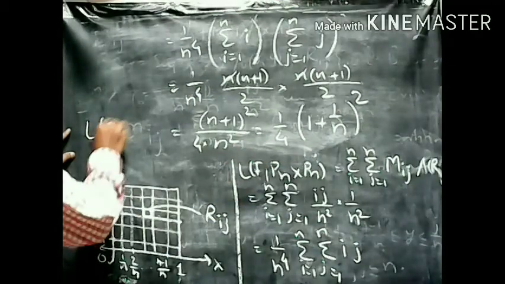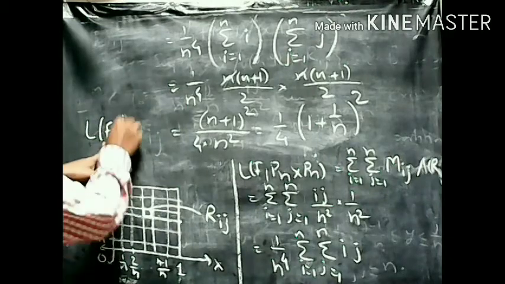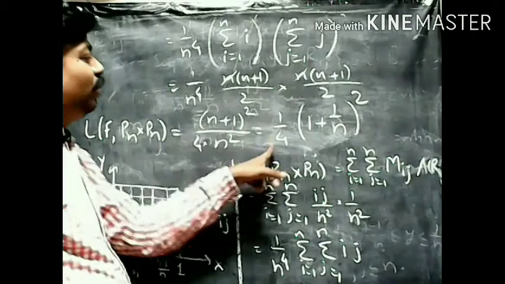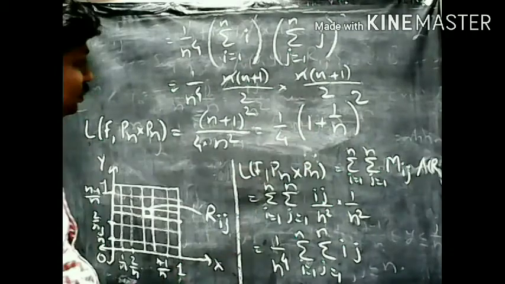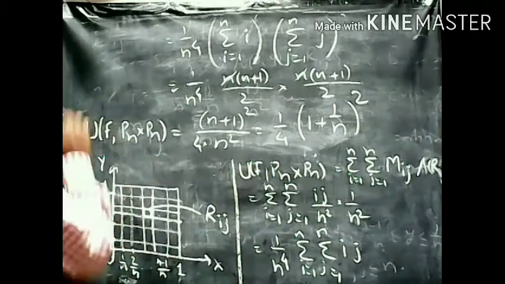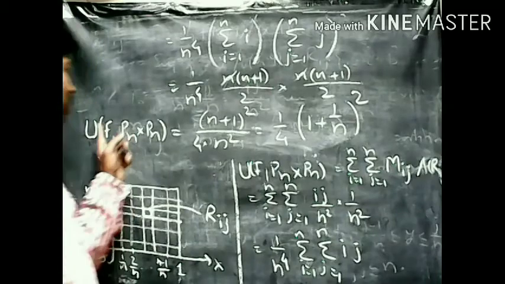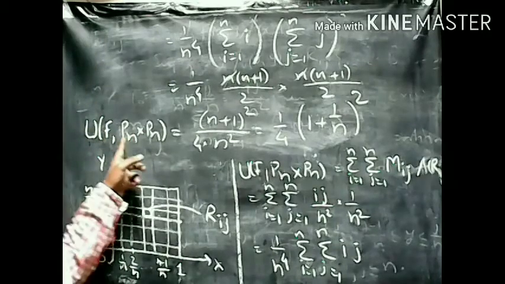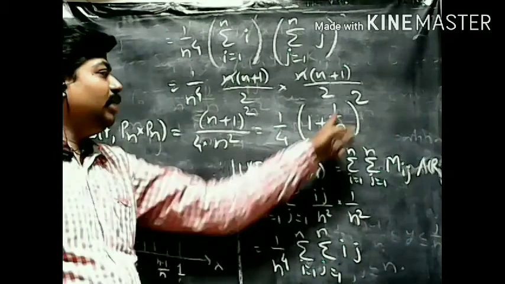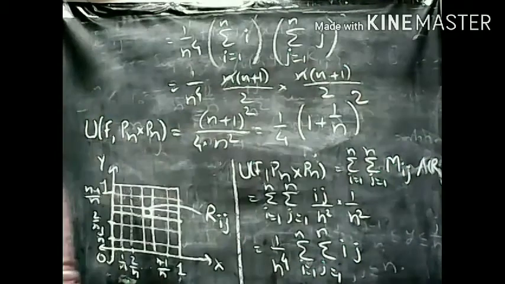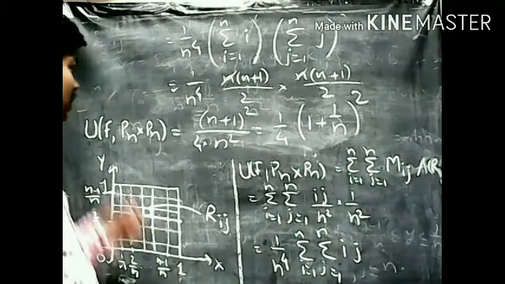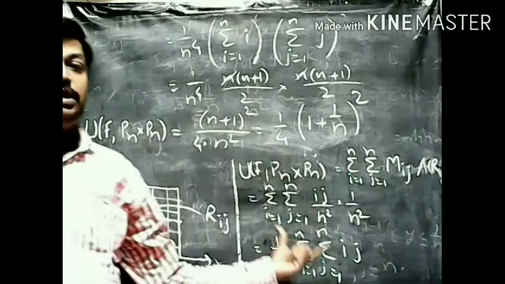So the upper Riemann sum of f with respect to partition Pn cross Pn is equal to 1 by 4 into, sorry, it's upper Riemann sum, not lower Riemann sum. So the upper Riemann sum of f with respect to partition Pn cross Pn is equal to 1 by 4 into 1 plus 1 by n, the bracket, whole square. Now I suggest you pause the video and try computing the lower Riemann sum. The computations are exactly the same.